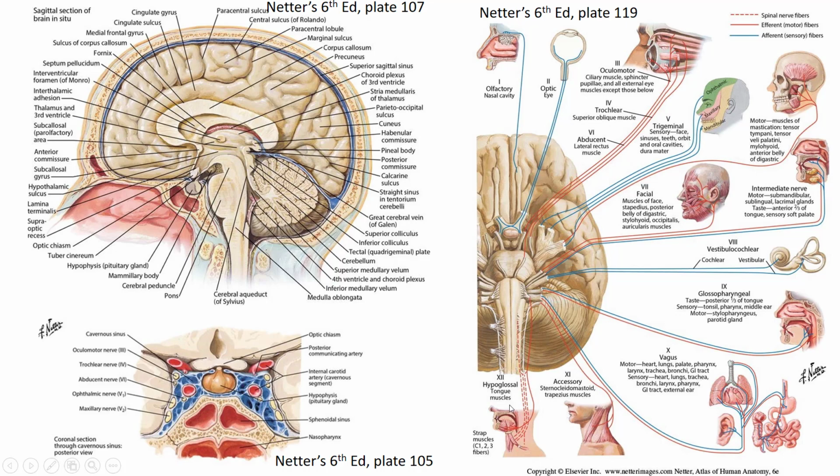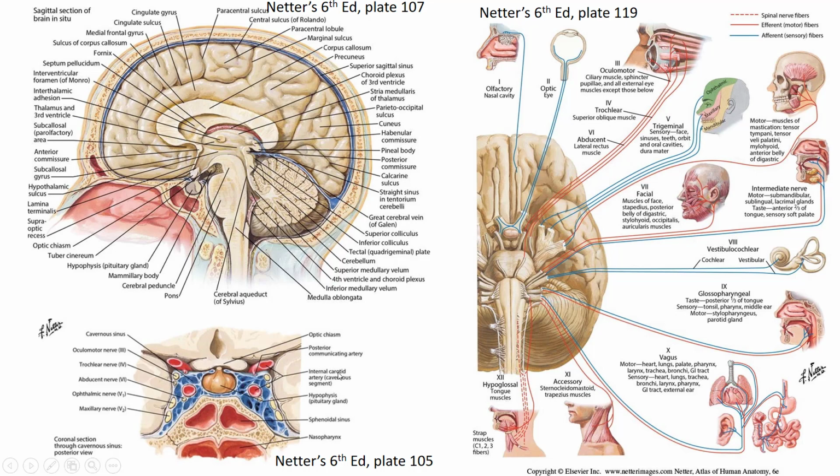The 11th nerve is the accessory nerve, also sometimes known as a sensory nerve, so accessory or sensory nerve, and takes care of the sternocleidomastoid and trapezius muscle. And the 12th is the hypoglossal, so that's underneath the tongue, the muscles underneath the tongue.